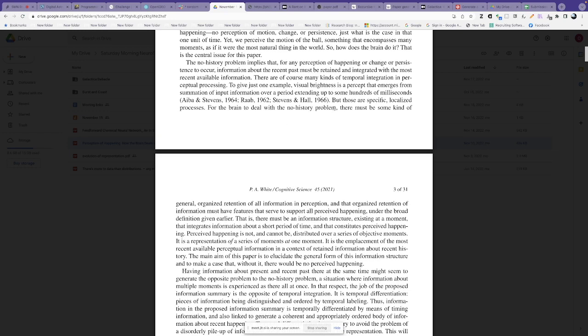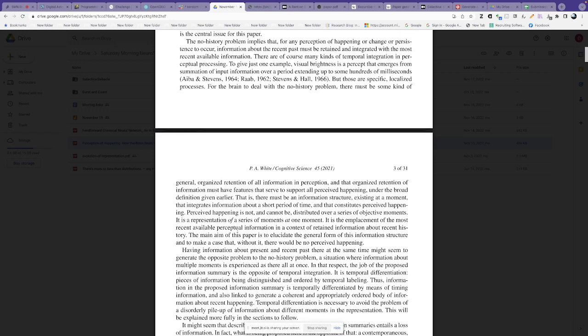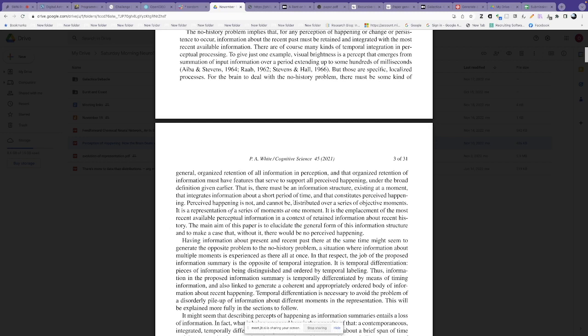So for the brain to deal with this no history problem, there must be some kind of general organized retention of all information and perception. This organized retention of information must have features that serve to support all perceived happening under that broad definition that he made at the beginning. Perceived happening is not and cannot be distributed over a series of objective moments. It is a representation of a series of moments at one moment. So this is a little bit different. Like I mentioned, you're integrating these snapshots. You can't distribute that over the series of objective moments. For example, you can't have a representation of one moment and then apply it to the next moment and so forth. It has to be this representation of a series of moments, but in one moment.